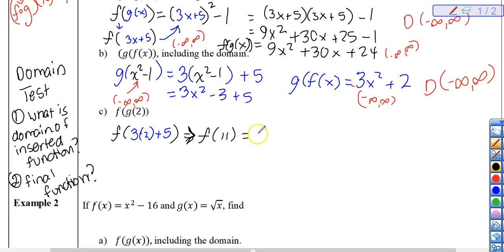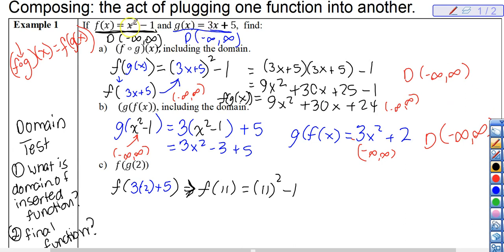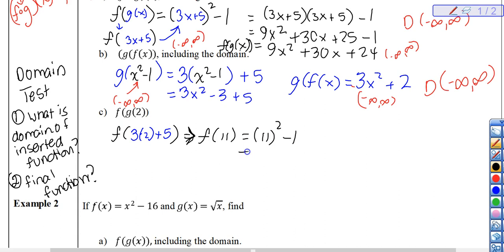The f of 11 is 11 squared minus 1, right? Because that's my f of x, x squared minus 1. I'm replacing the x with an 11. So let's simplify that down. That's 121 minus 1. And so the f of g of 2 is 120.